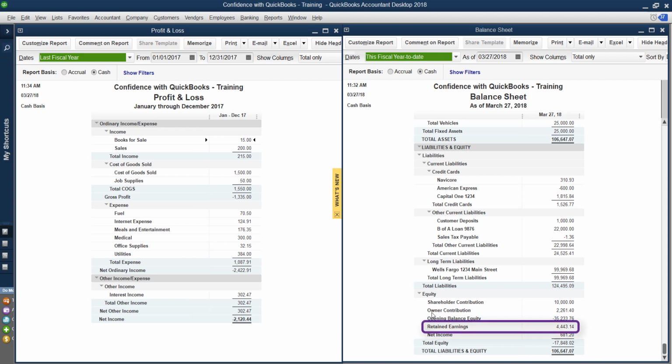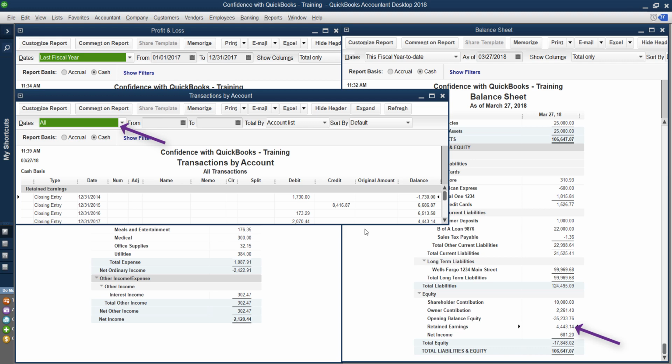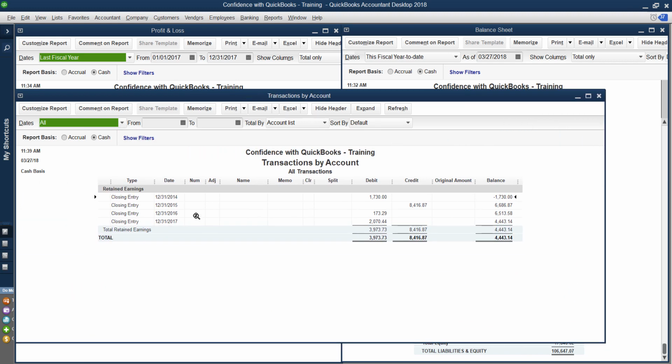Then retained earnings are the profit that you've made in previous years. Right now I'm pulling this in 2018. If I double click on this and drop down all, that's how you would find what's in there. QuickBooks naturally goes in at the end of every year and does a closing entry on December 31st, and whether you've had a profit or loss, it adjusts it accordingly.